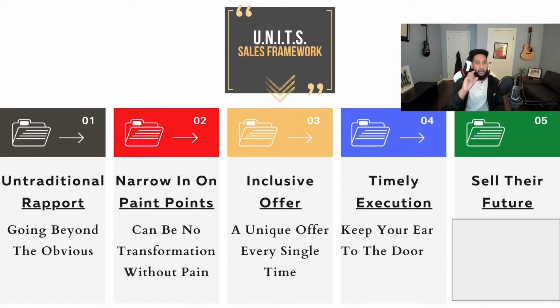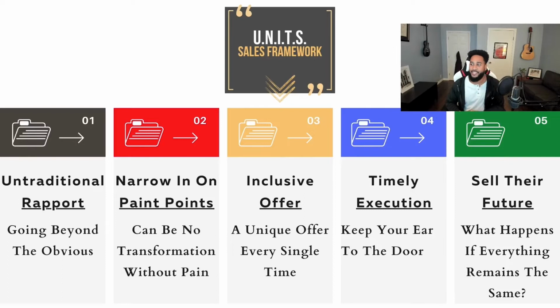This is going to help out when you're narrowing those pain points as well, and to create that inclusive offer, right? Last point right here, sell their future, right? What happens if everything remains the same? This piece I really want to speak on, because at this point we've dug deep, we've made an inclusive offer, we've done our timely execution on when we're going to make that offer, just reading the signs. And then once we've made that offer out there, now we have to handle objections most of the time.